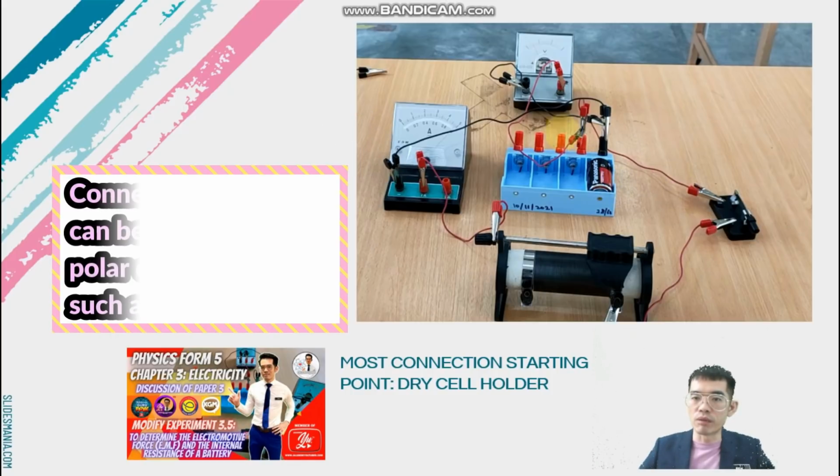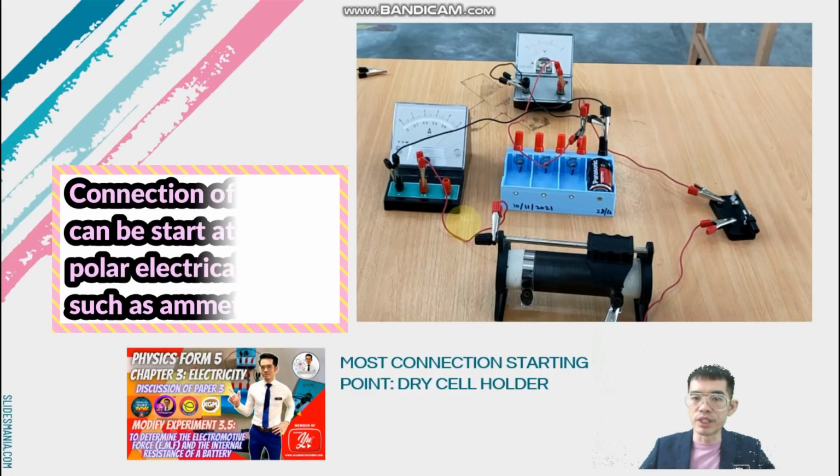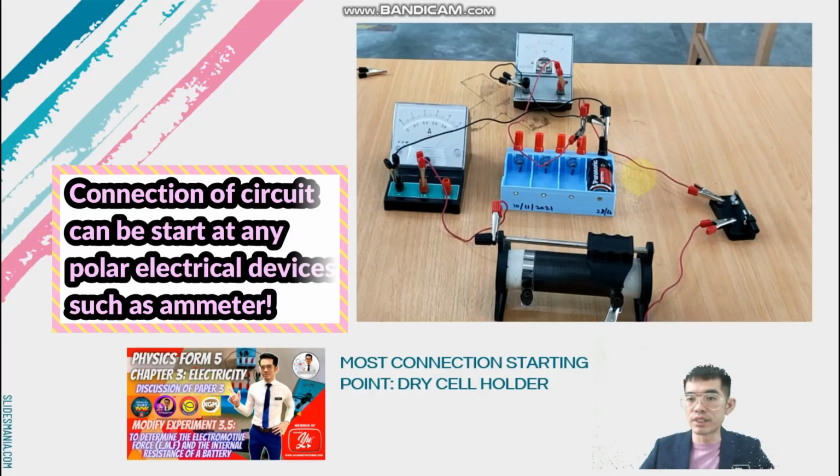In this diagram, you can see the series circuit involving 4 electrical devices, that is switch, dry cell holder, ammeter, and rheostat. Besides the dry cell holder, there are actually two other devices which have polarity, that is the voltmeter and the ammeter. Because the series circuit involves the majority of the devices, the polar device chosen for the series circuit is more suitable. So besides the dry cell holder, the best choice will be the ammeter.